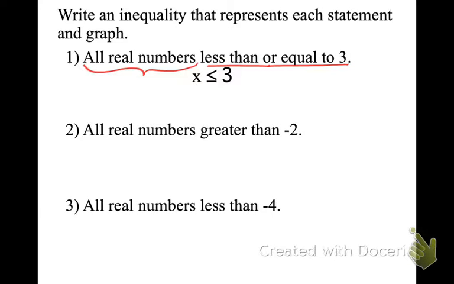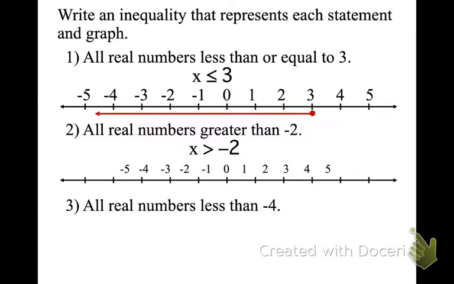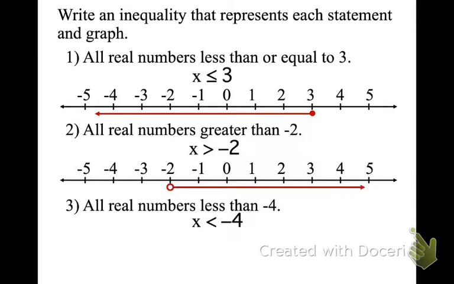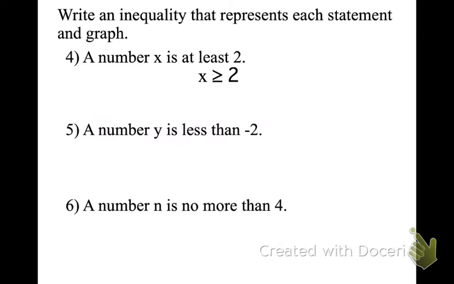How would I translate all real numbers greater than negative 2? How about Aram? X is greater than or equal to negative 2. And how would we show all real numbers less than negative 4? How about Cameron? X is less than negative 2. Yep. Questions? It's not or greater than. It says less than. Oh, I was looking at 2. Okay. All right. So we're going to skip the next part and move on.